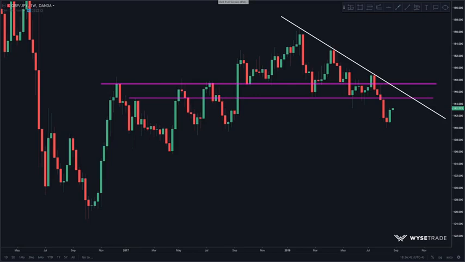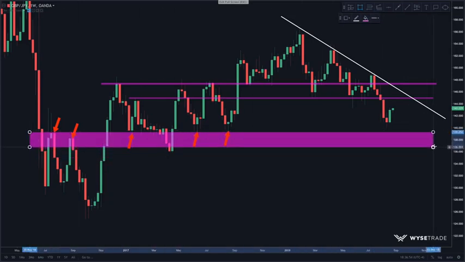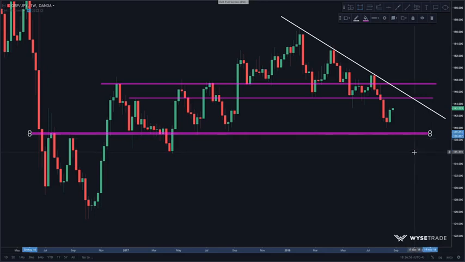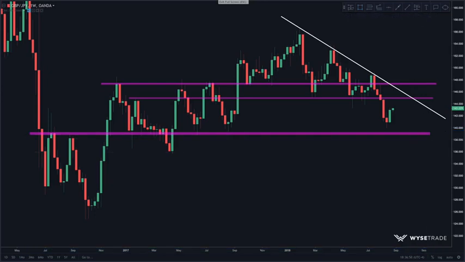Now, here in the pound yen, you can clearly see the 5 rejections of this level. So we had a zone drawn in here like this, as we wanted to connect all 5 points. Now, this is very key, so make sure you understand this concept.